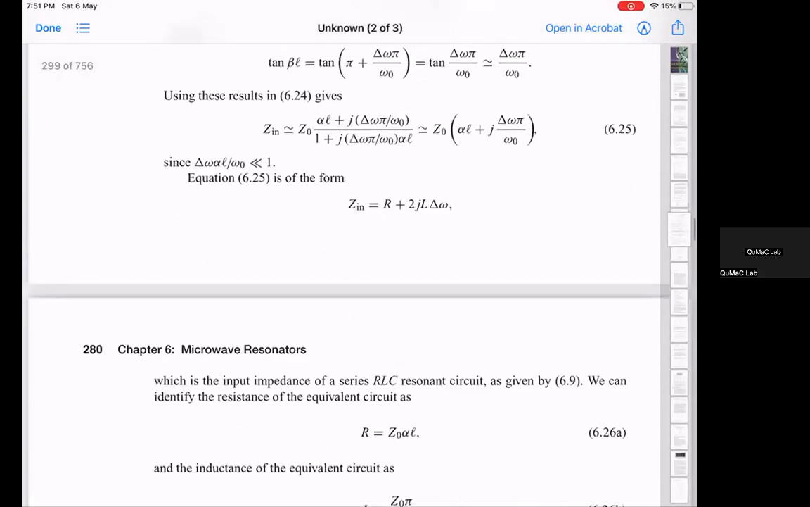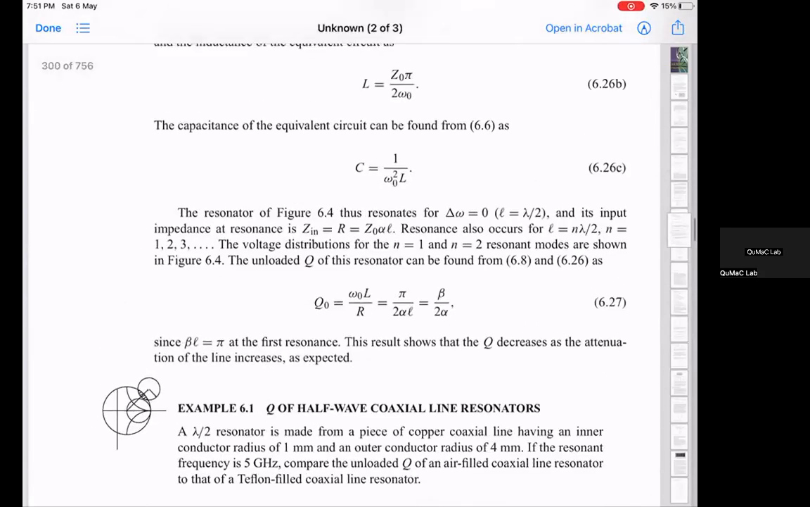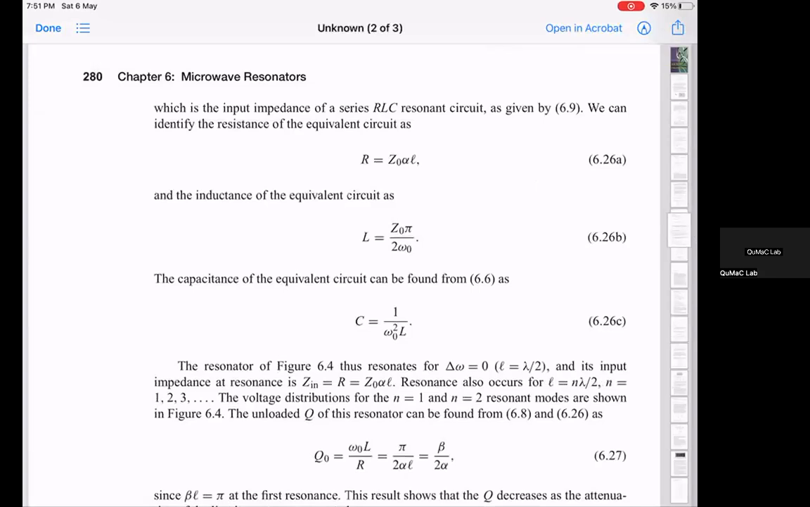And this section discusses that and how you compute the equivalent inductance and capacitance for an equivalent circuit to construct an LC for a transmission line resonator. So clearly it depends on the characteristic impedance and the frequency and things like that. Okay. So that's chapter 6.